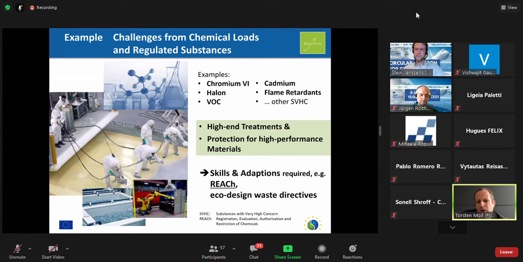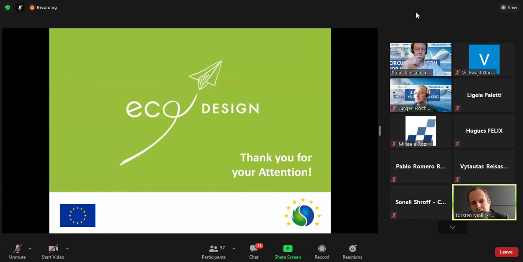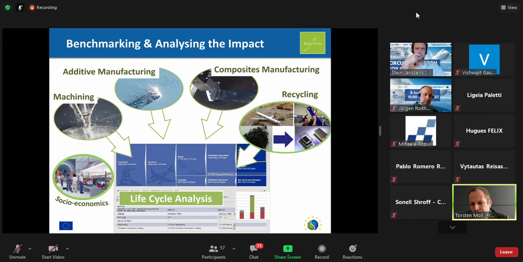And going through all of these aspects in the end, oh, it doesn't go. Okay. Now, if we go all through these aspects, it's about the benchmarking and the analyzing of these aspects, and to bring it to a benchmark of the impact. So we will go through all of the technologies to, for example, machining domains, additive manufacturing, we have heard about it. We have the composite manufacturing, we have the recycling and the end of life, and we bring it all together to a life cycle analysis, comparing the indicator sets, and of course we include the socioeconomic perspective into this as well.